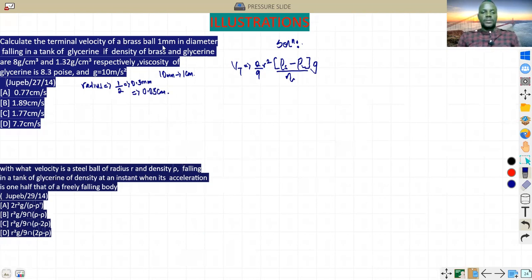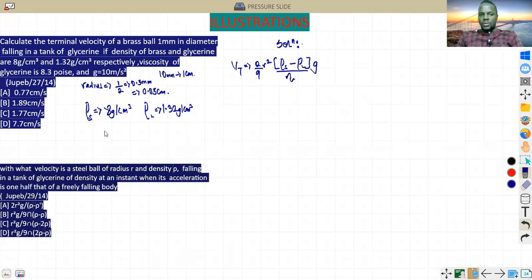Now the next point is it's having a density of brass. Brass is the solid. It was brass that was dropped. So we need to get that. So the rho of brass, that's rho of solid, is given as 8 grams per centimeter cube. That is why I'm working in centimeter. And glycerin is the liquid. So the density of the liquid is 1.32 grams per centimeter cube. The rest is the coefficient of viscosity, given as 8.3 poise.